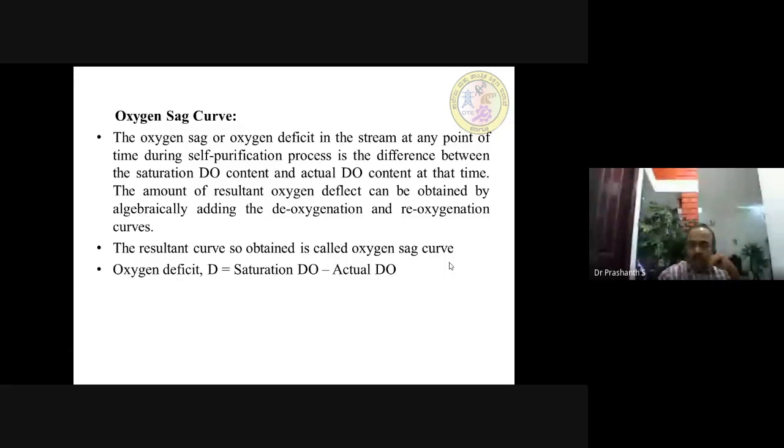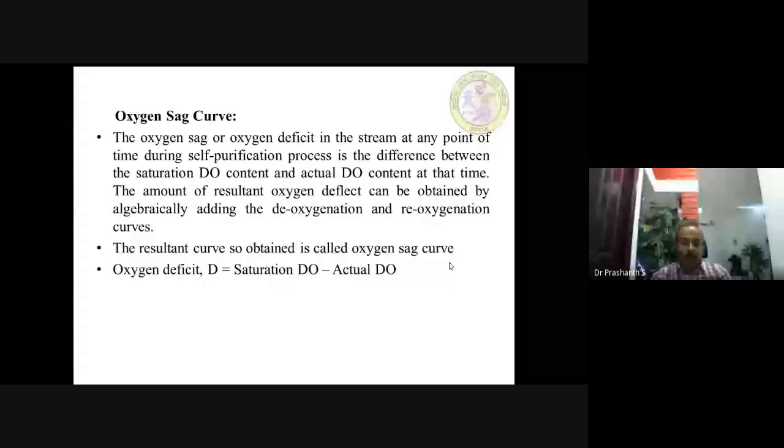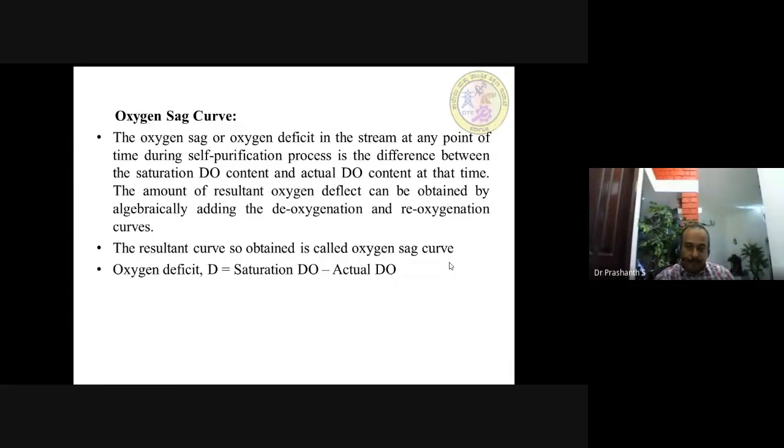So you never get this saturation DO in the river. What you get is only the actual DO. Whatever DO you measure at a particular point at a particular time, if you subtract that from the saturation DO, you get the oxygen deficit. That is the deficit needed at that particular point and time. That's called oxygen deficit. Once we see the graph, you're going to understand this.